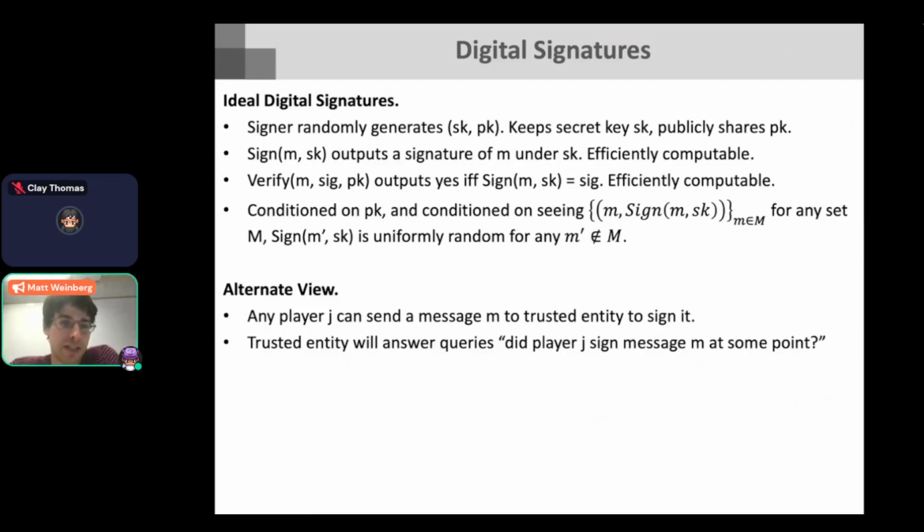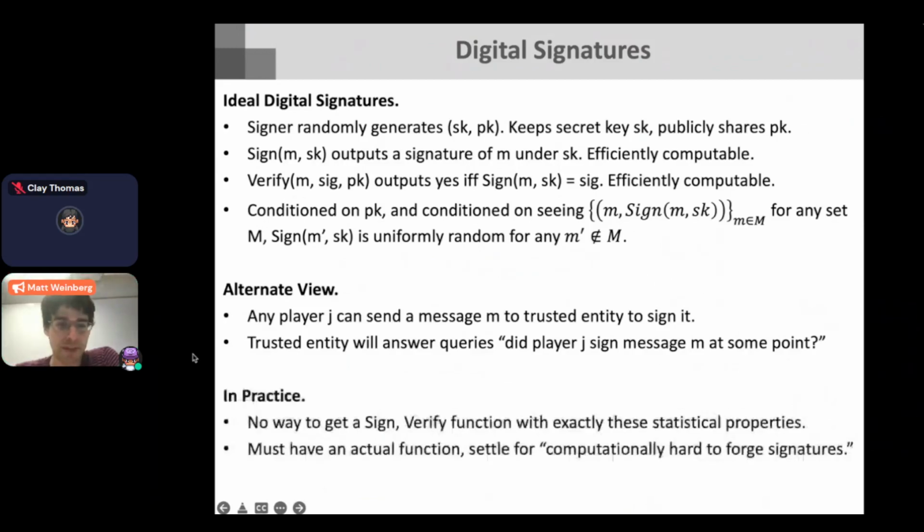And again, the alternate view is just to think of it like physical signatures. You have a trusted entity. Any player can send a message and say, I want to sign this. And then the trusted entity will correctly answer queries of the form, did player J sign message M? And again, what you want in practice is for it to be computationally hard to forge signatures.